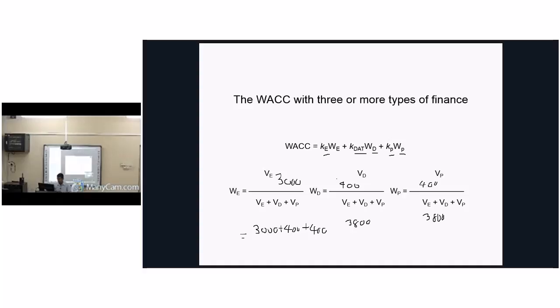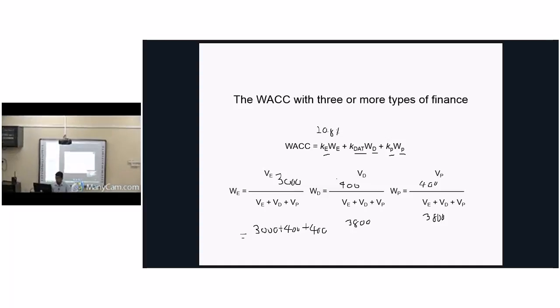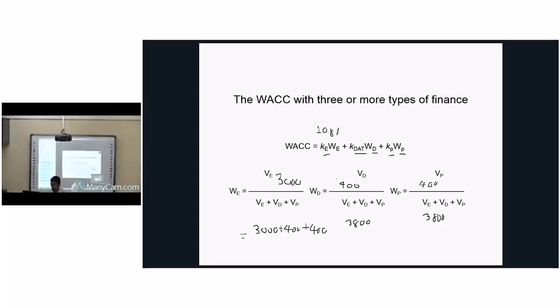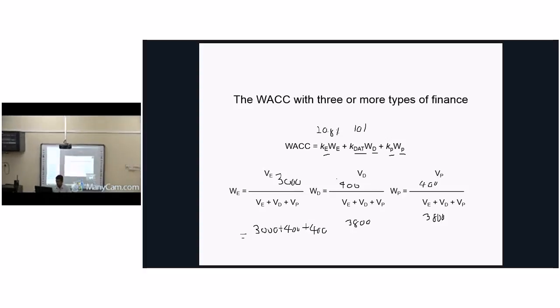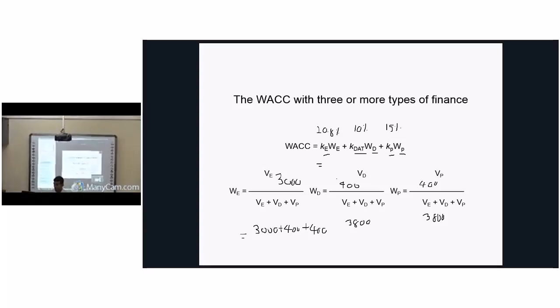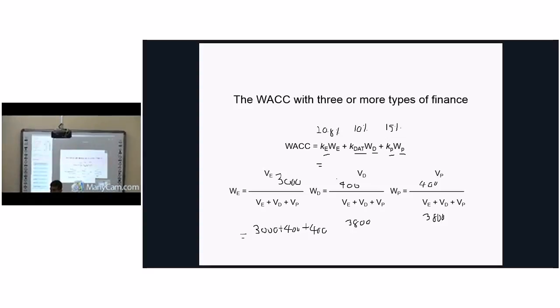So if you calculate the weightages separately and apply them to 20.8, multiply by the weightage, and then add the cost of debt of 10% times its weightage, and the cost of preference shares of 15% times its weightage, you will calculate the weighted average cost of capital as... is it 19.05?